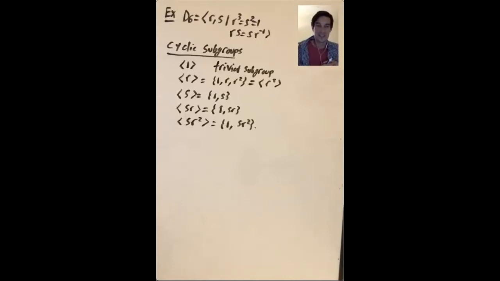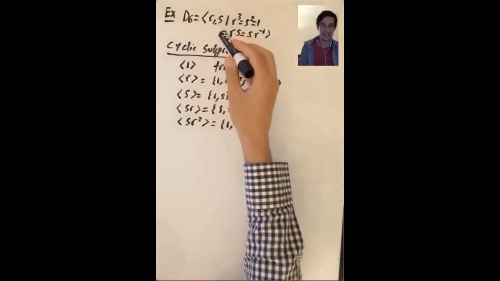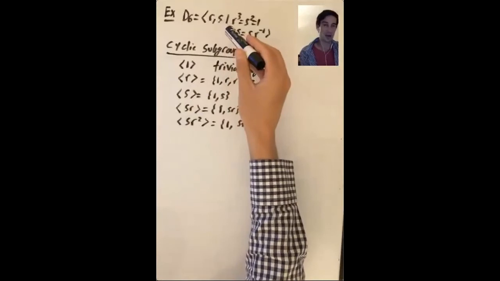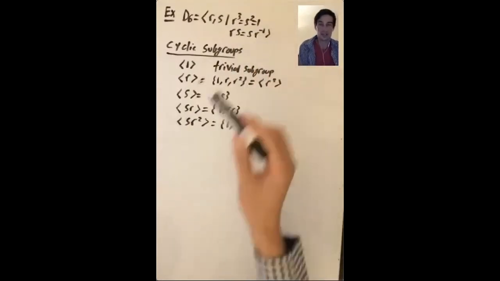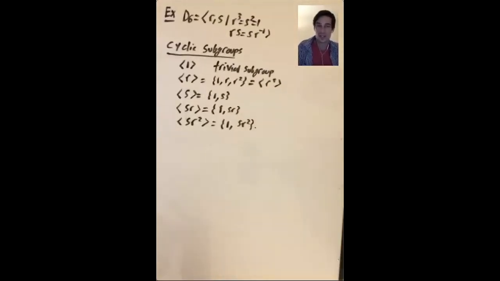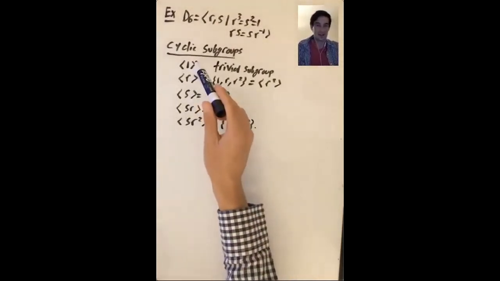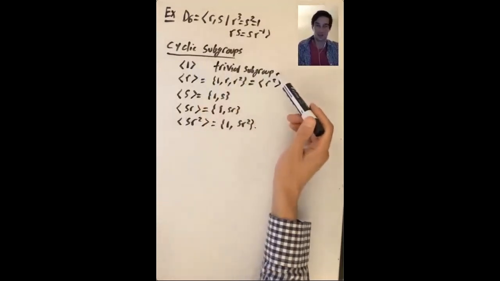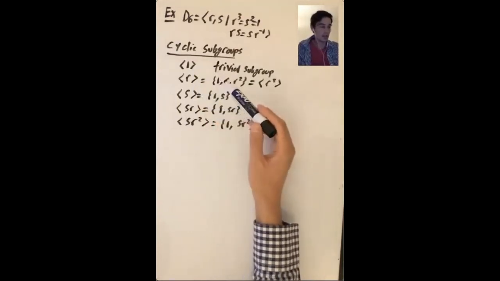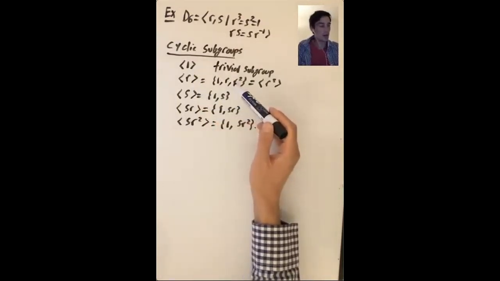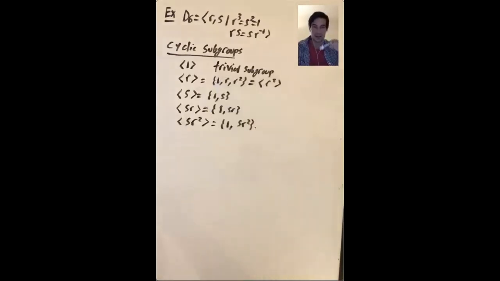Let's talk about a particular example, D6. The presentation is: it's generated by r and s, where r cubed equals s squared equals 1, and rs equals sr inverse. So what do the subgroups of this group of 6 elements look like? Well, let's first look at all the cyclic ones. The cyclic subgroup generated by the identity is always the trivial subgroup. What is the cyclic subgroup generated by r? Well, it contains 1, r, and r squared, and then r cubed is back to 1. So it just cycles around. It's this subgroup of size 3.